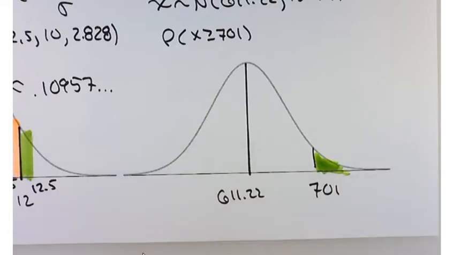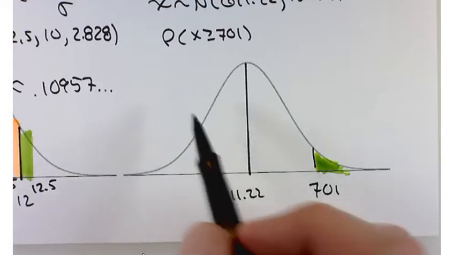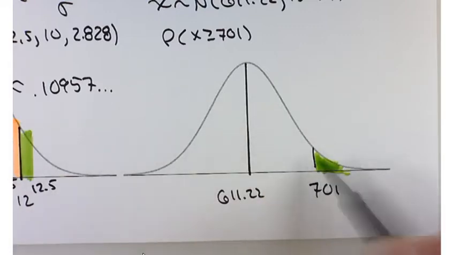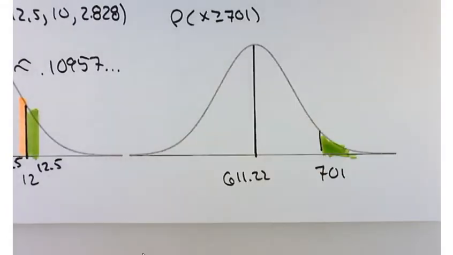And that can help you with a mistake, especially if you're using Google Sheets. When you look up your numbers in Google Sheets, it's going to give you the area to the left. So for those of you using Google Sheets, you're going to have to take 1 minus that area to get this area in the tail. Now, we're not quite done here. There's one other thing we've got to do.